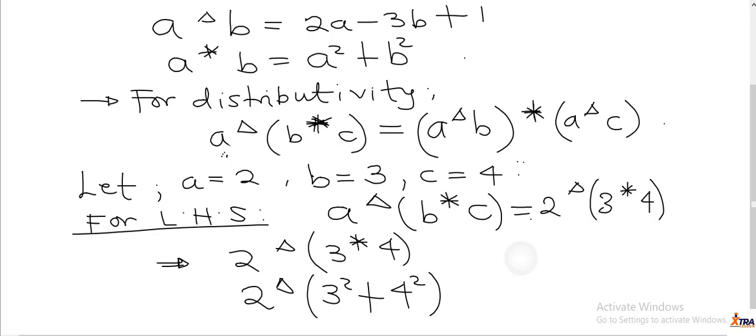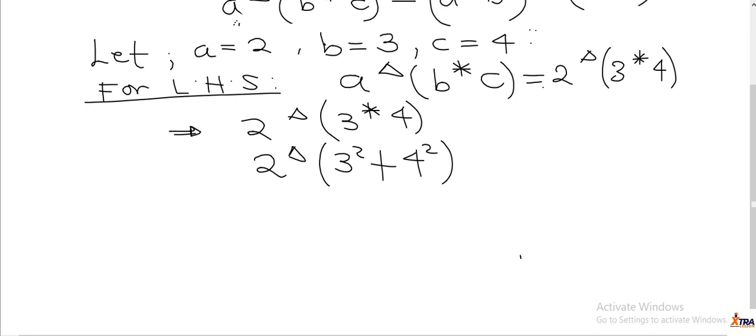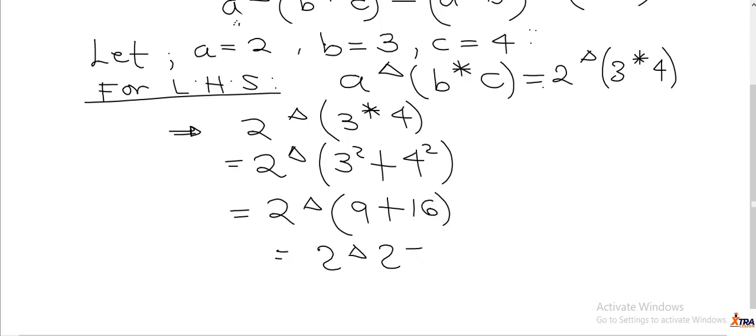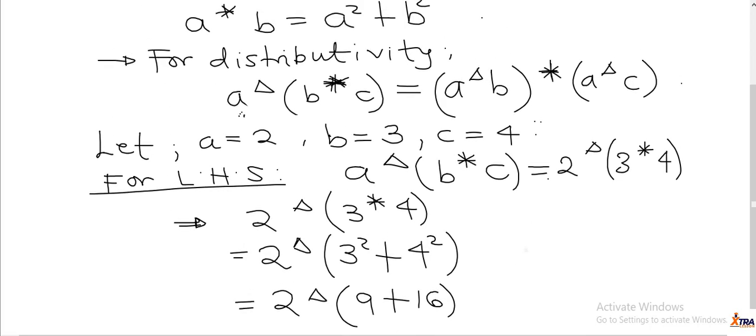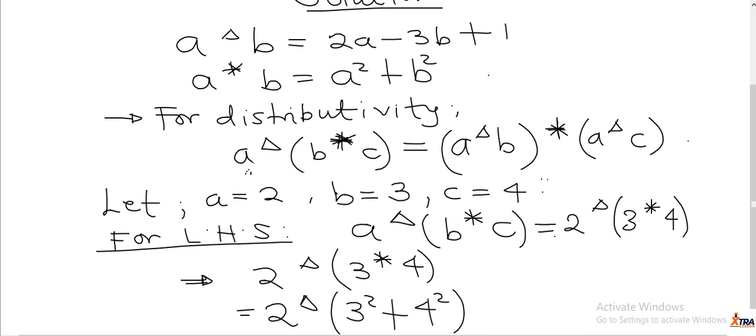So moving further, we have 2 triangle 9 plus 16, which is giving us 2 triangle 25. And then for the triangular operation, we remember that the formula for the triangular operation is 2A minus 3B plus 1.